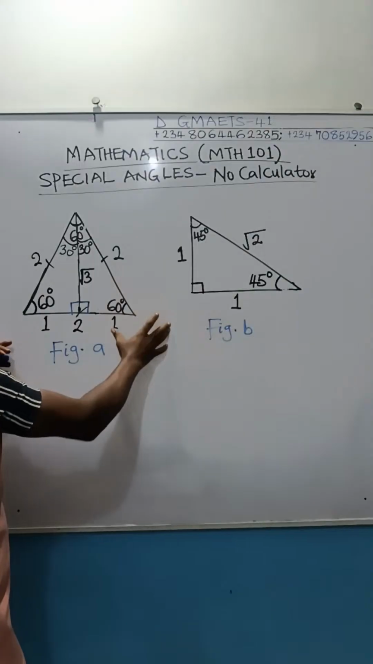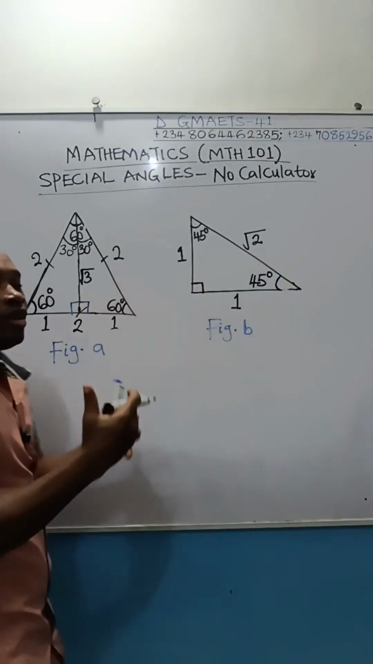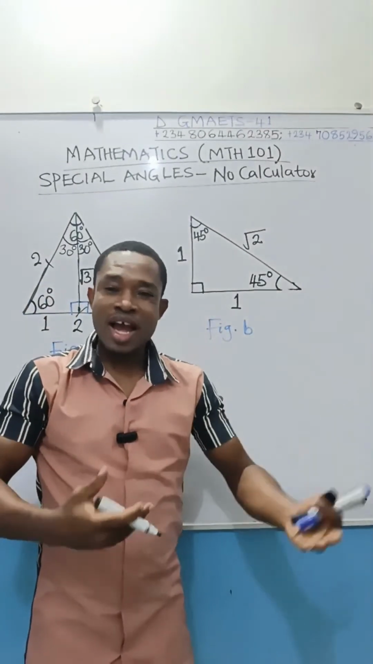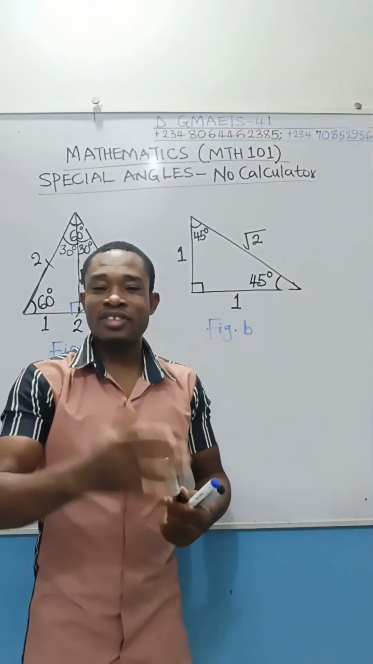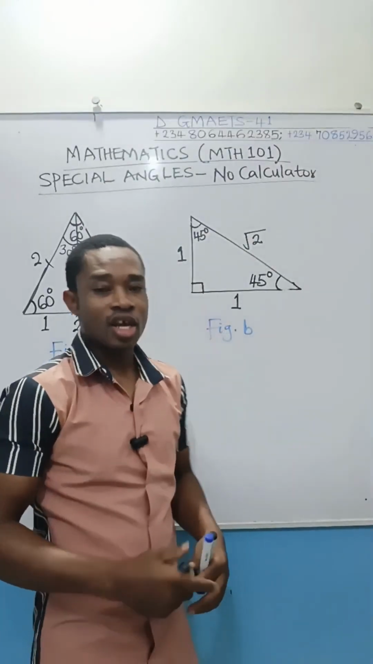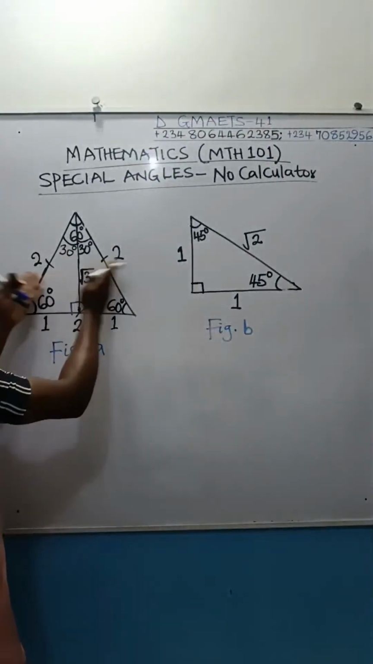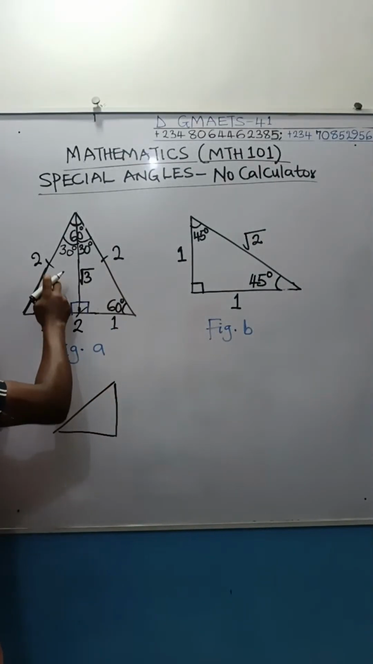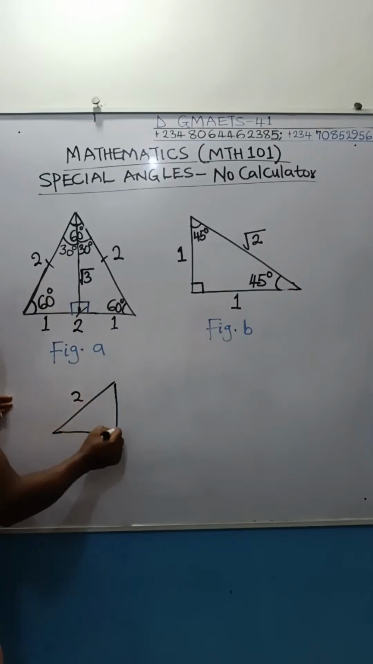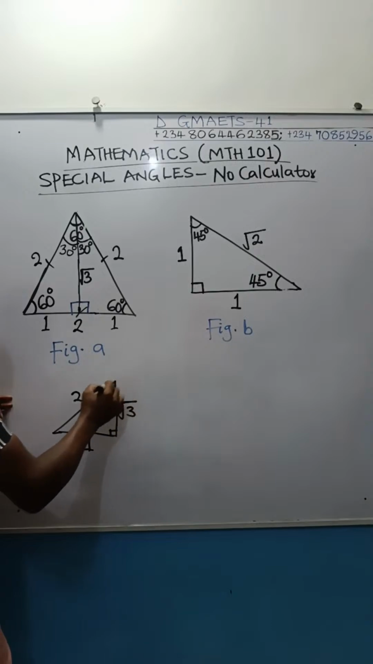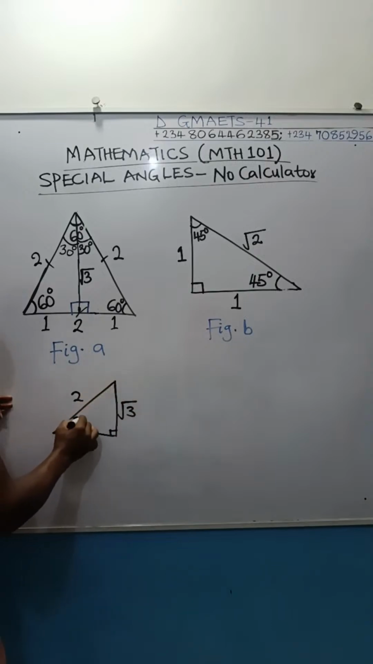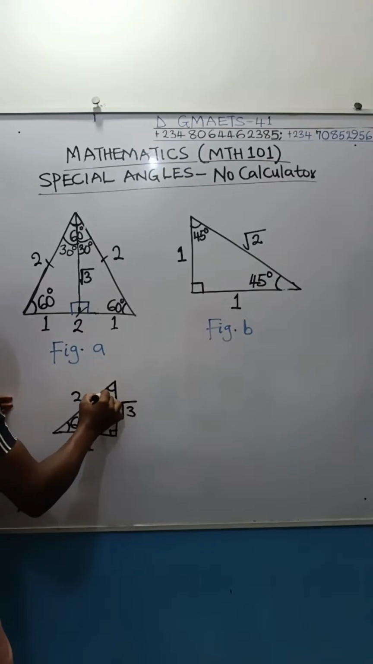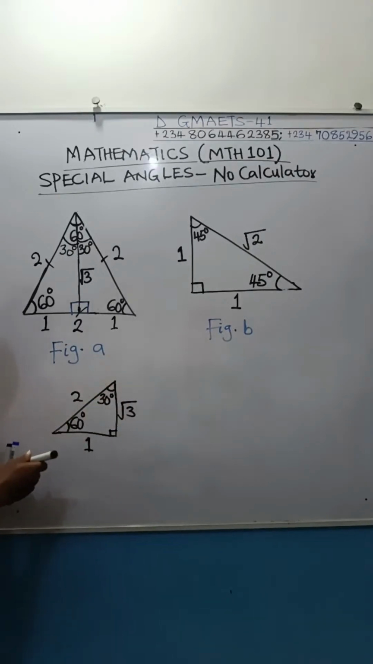Look at this figure A. If you want to evaluate sine, cos, and tan of 30 degrees or 60 degrees, all you do is just to pull out one of the right angle triangles. If you like, you can pull out this. The choice is yours. So you have 2 units here, you have 1 unit, you have square root of 3. So this will be 60 degrees, and this will be 30 degrees.